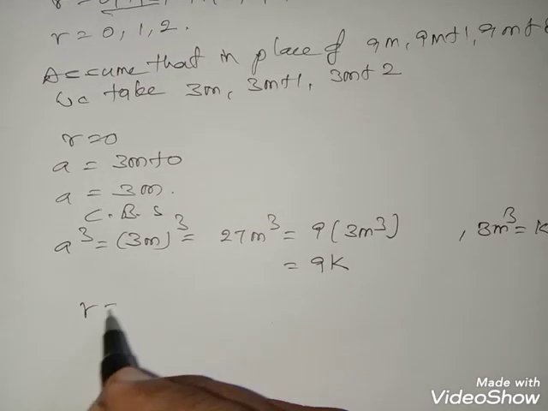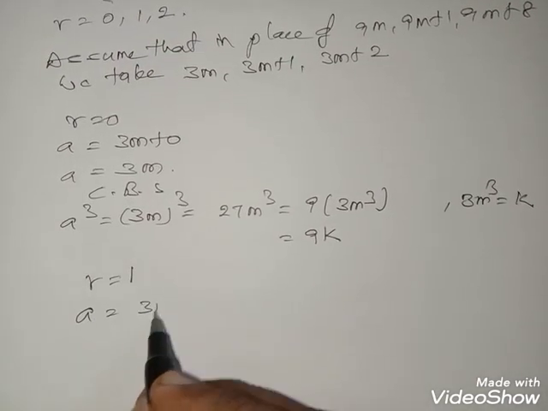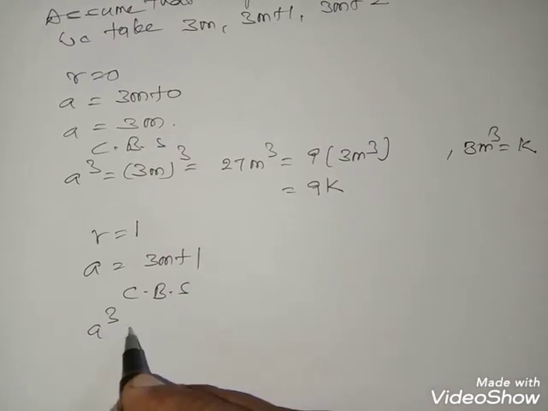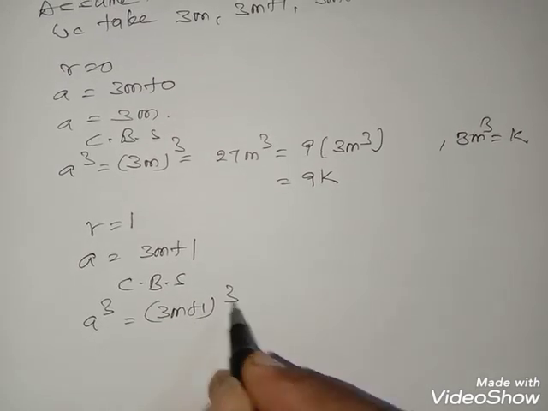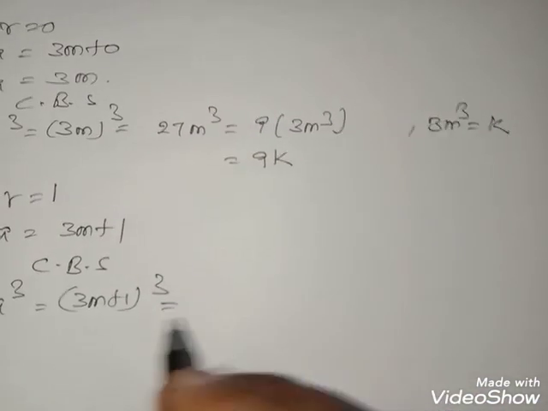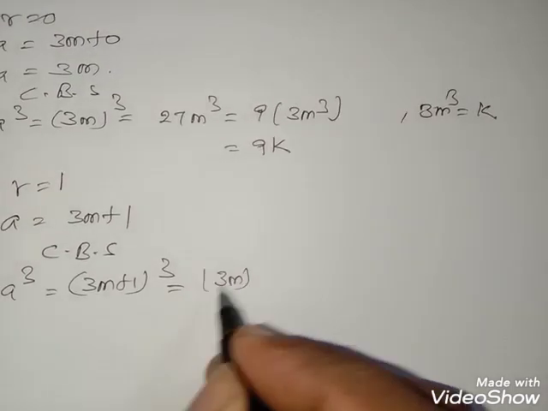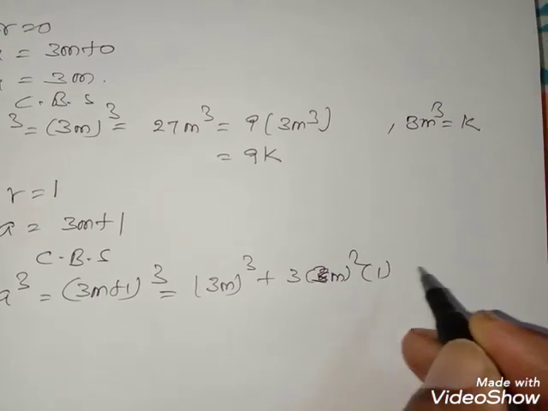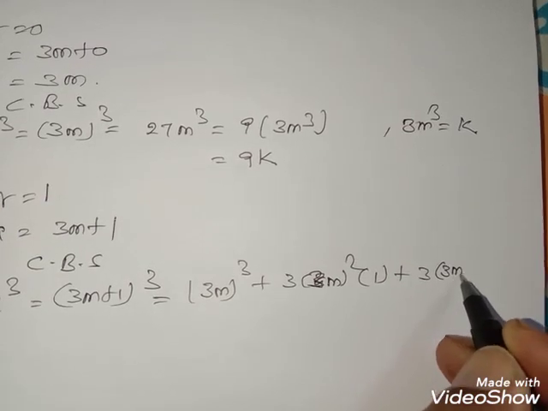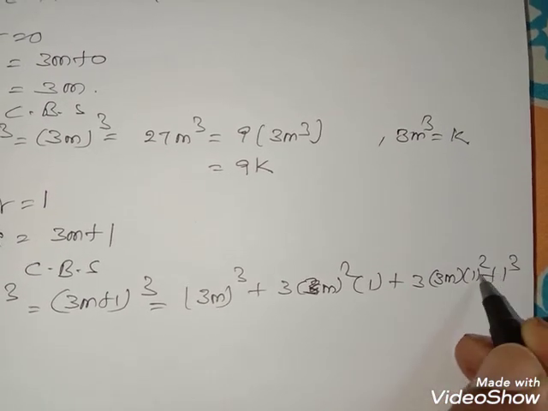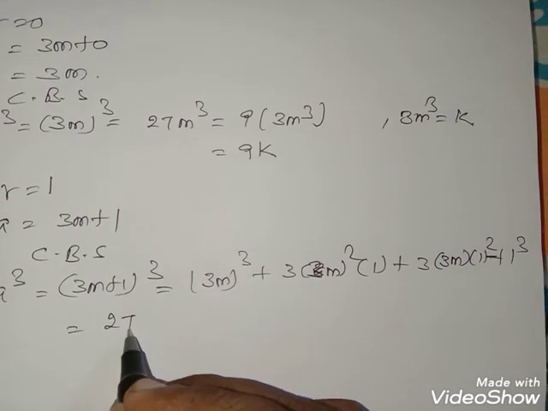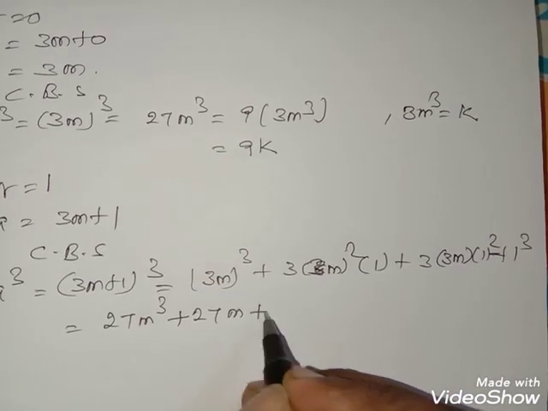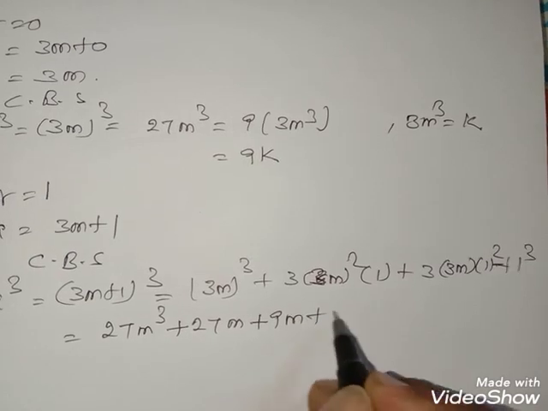Now if I substitute r is equal to 1, you'll get a is equal to 3m plus 1. So I can take cubing on both sides. You'll get a cube is equal to 3m plus 1 whole cube. Now expand this in terms of a plus b whole cube. If I expand this, you'll get a cube plus 3 into a square into b plus 3 into a into b square plus b cube. So here 3m cube is nothing but 27m cube plus 3 square is 9, 9 3 is a 27m square plus 3 3 is a 9m plus 1.